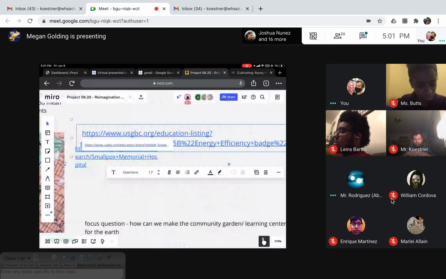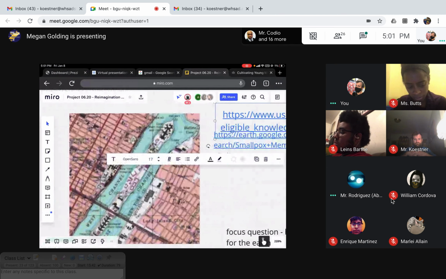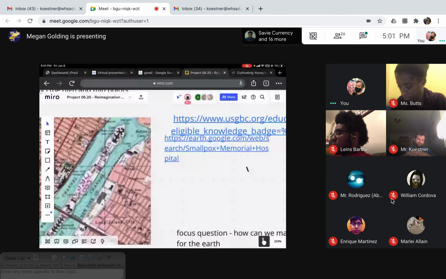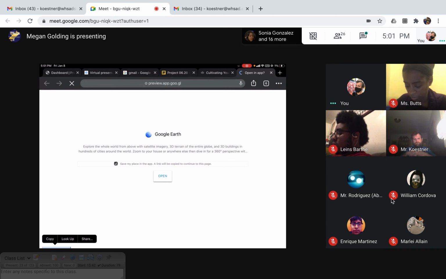That's a good thought. And this is the topography I was talking about with Rodriguez before. This is the one of smallpox. And I have a Google Earth image, if it'll load. Oh, I can't. Never mind, it's not loading. I don't know why.